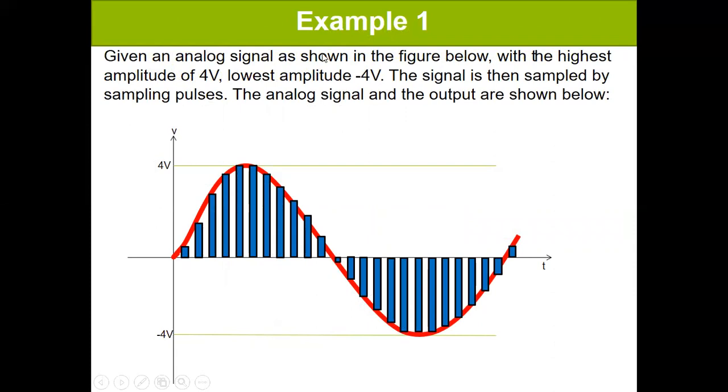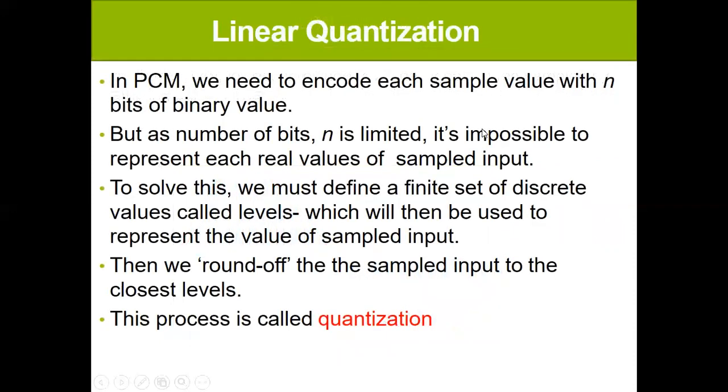Here in the figure is a given analog signal. The highest amplitude is 4 volt, the lowest amplitude is -4 volt. The signal is then sampled by sampling pulses. So we can see the sampling. You can see there are so many sample spaces. Fs is greater than 2Fa, so the sampling is all right, no problem. So sampling means we are taking only the values, the amplitude level here, pulse amplitude modulation. So amplitude sampling.